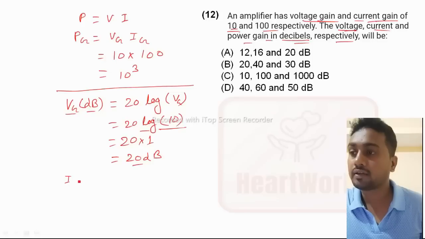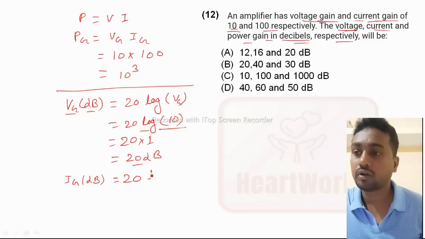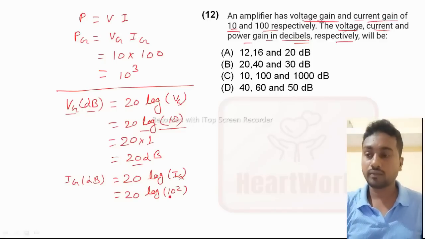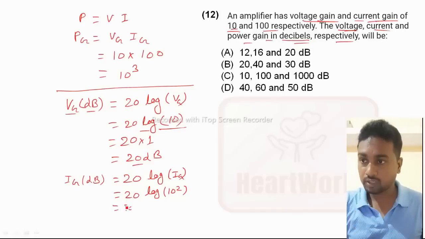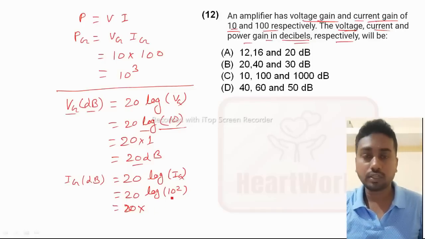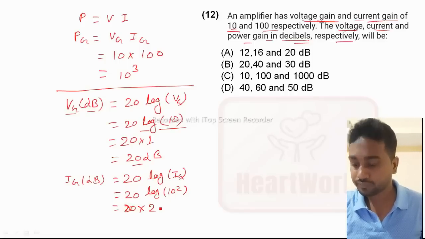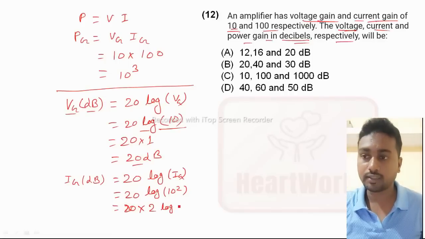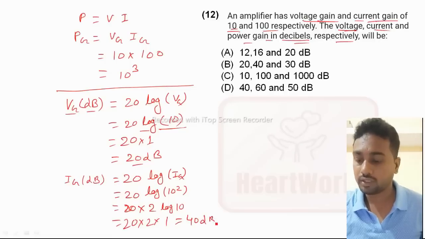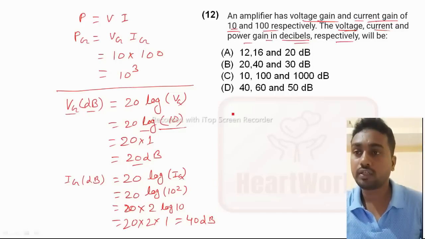Same like that for current gain. If you want to convert current gain to decibels, then the same formula, 20 log of current gain. What is the value of the current gain? It is 10 to the power 2. Now we use a simple formula: log 10 to the power 2 we can write as 2 log 10. So 20 into 2 into log 10, which equals 1, is 40 dB. So the current gain is 40 dB.